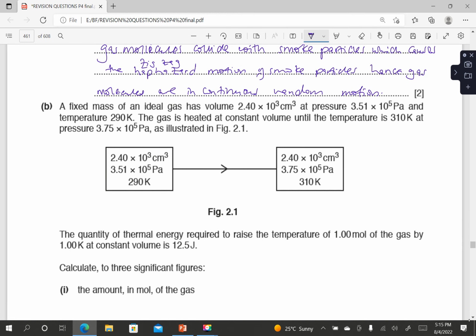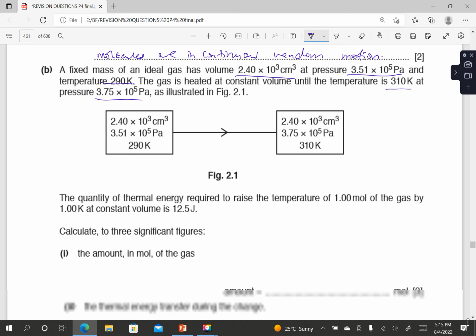Okay. A fixed mass of an ideal gas has this volume at that pressure and at that temperature. The gas is heated at constant volume until the temperature is 310 Kelvin. So you see that the temperature is increasing and the pressure has also increased, but the volume has remained constant, meaning that, remember, at constant volume, pressure is directly proportional to temperature.